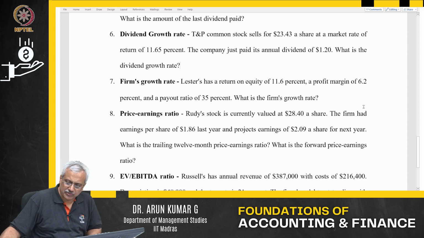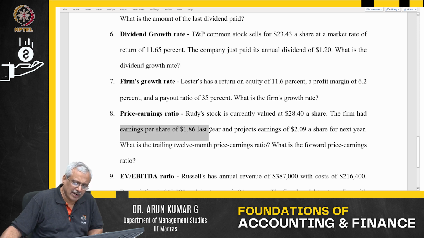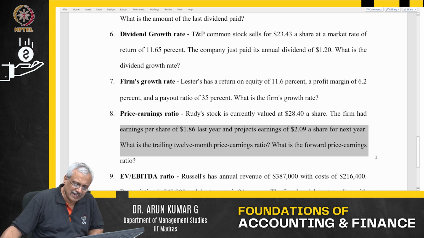The price earnings ratios. Rudy's stock is currently valued at 28.40 a share. The firm had earnings per share of 1.86 last year and projects earnings of about 2.09 a share in the next year. What is the trailing 12 months price earnings ratio? What is the forward price earnings ratio? Trailing 12 months and forward.